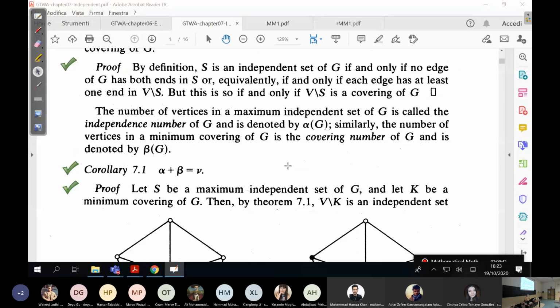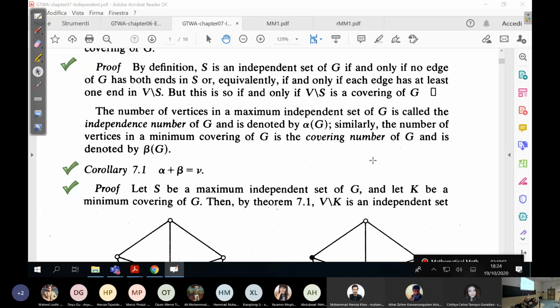Now, what you have is this called alpha, the independence number, which is the number of vertices in a maximum independent set of G. And beta, the covering number, which is the number of vertices in a minimum covering. Again, sorry, you were already sleeping away.